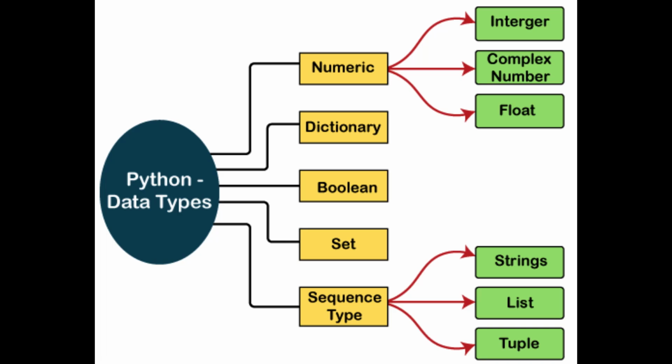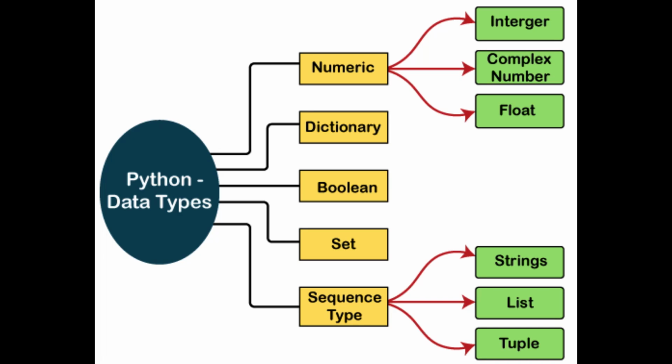Python has the following data types built in by default, in these categories: text type, str; numeric types, int, float, complex; sequence types, list, tuple, range; mapping type, dict; set types, set, frozenset; Boolean type, bool; binary types, bytes, bytearray, memoryview; none type, NoneType.